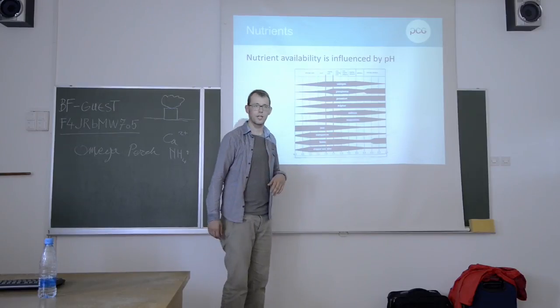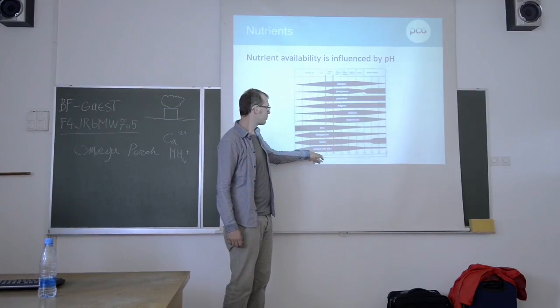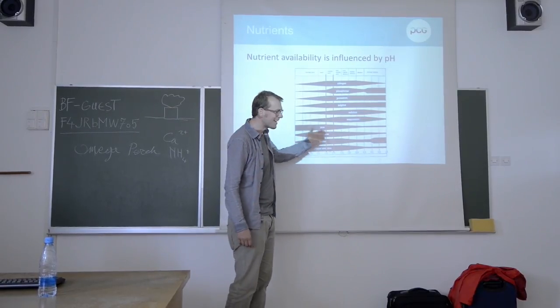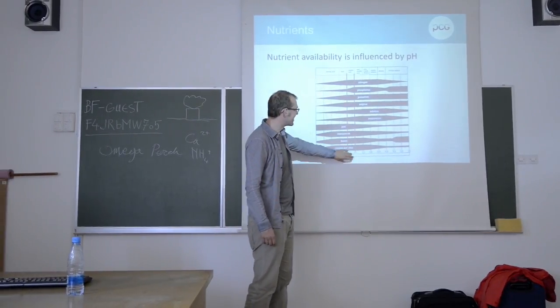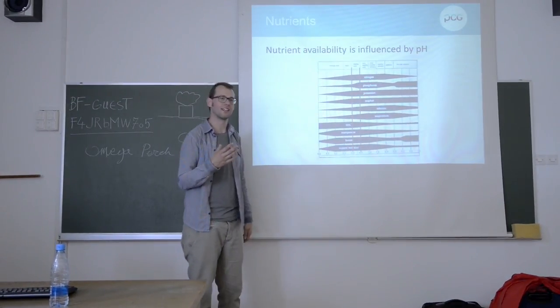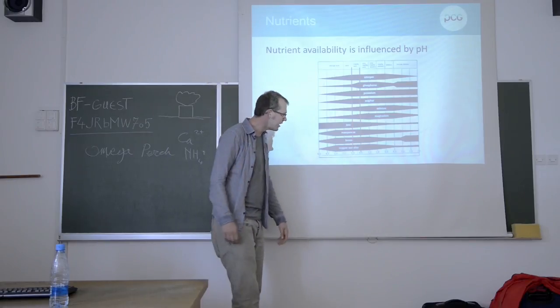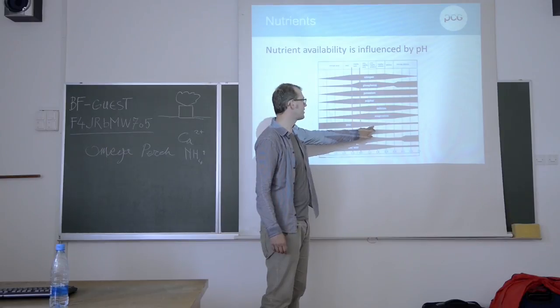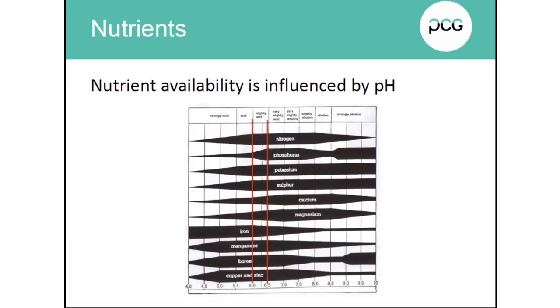Normally, it is advised for hydroponics to keep your pH at 5.6. I couldn't find a picture with 5.6. Here it's 6 to 6.5, but what's clear is that it should be a little bit acidic. pH 7 is already quite high for iron availability and manganese availability. So try to keep it more on the acidic side to make sure that the plant can take up all of the nutrients it needs.